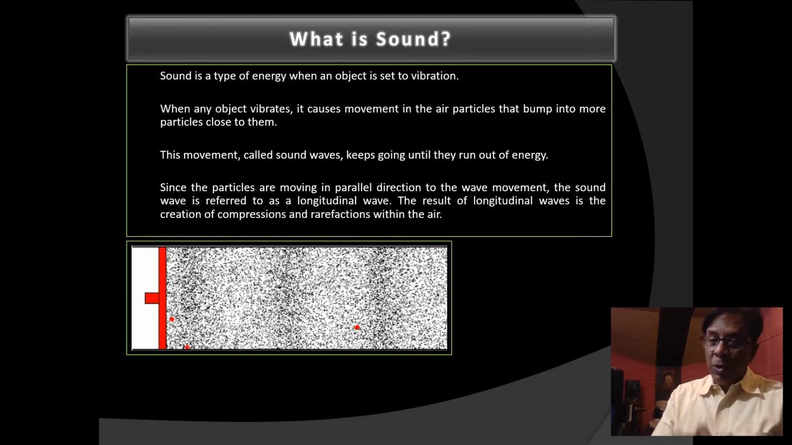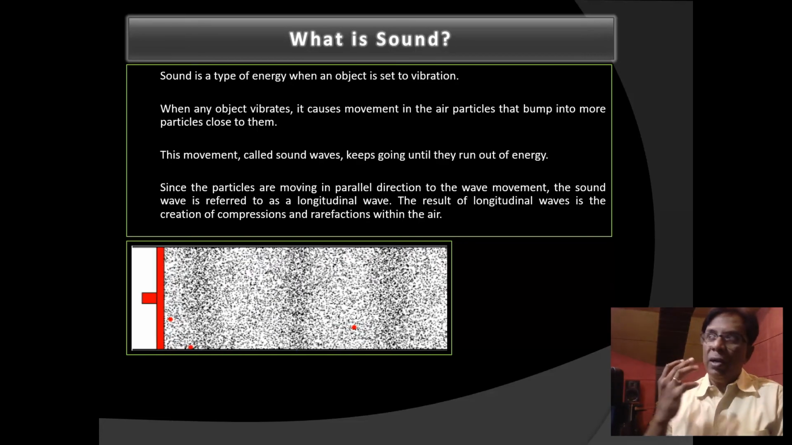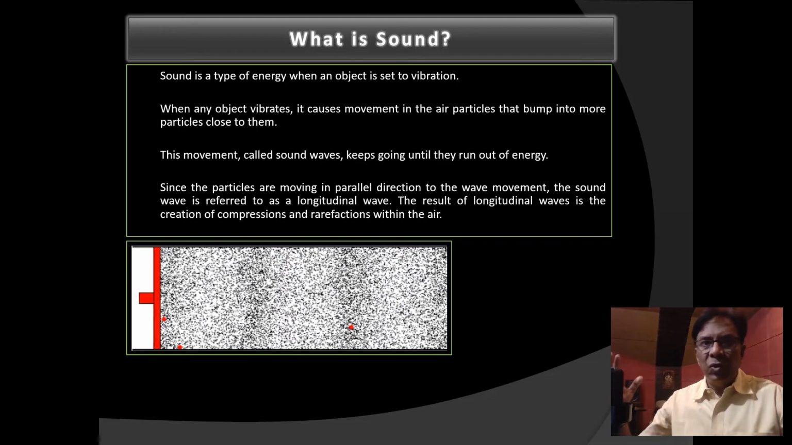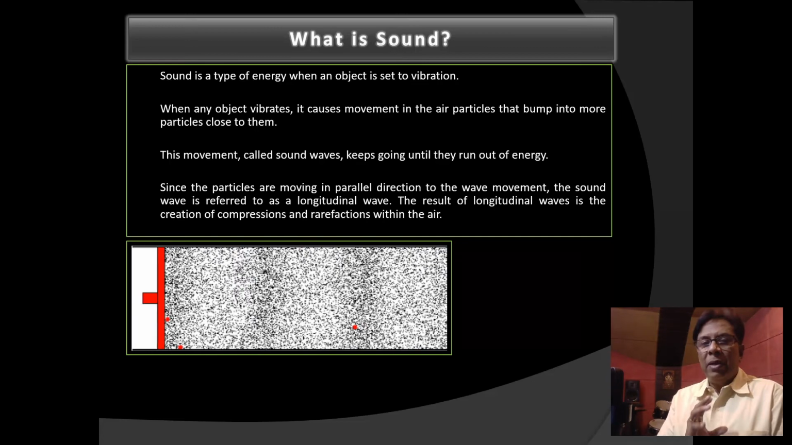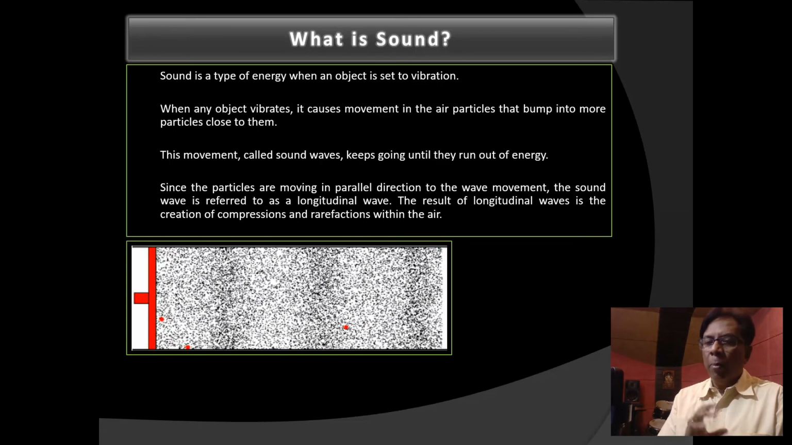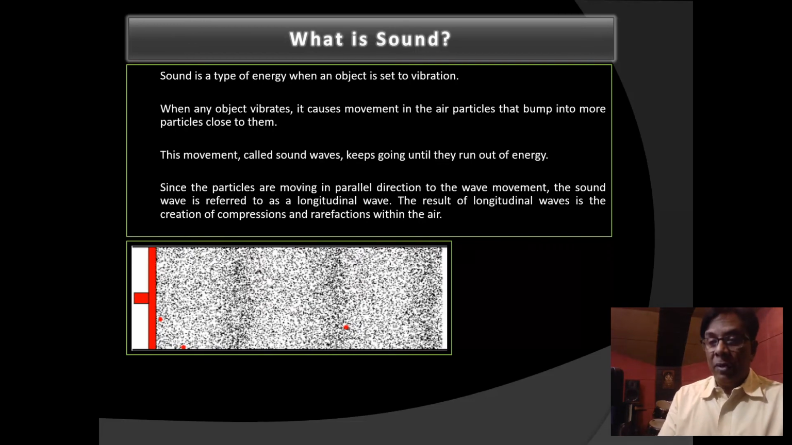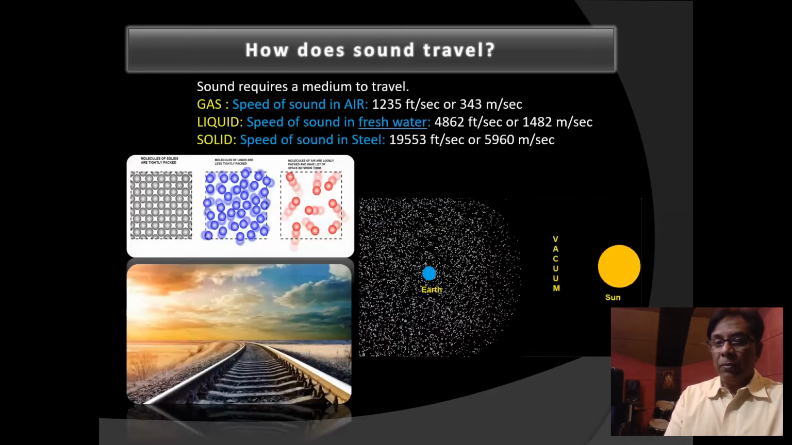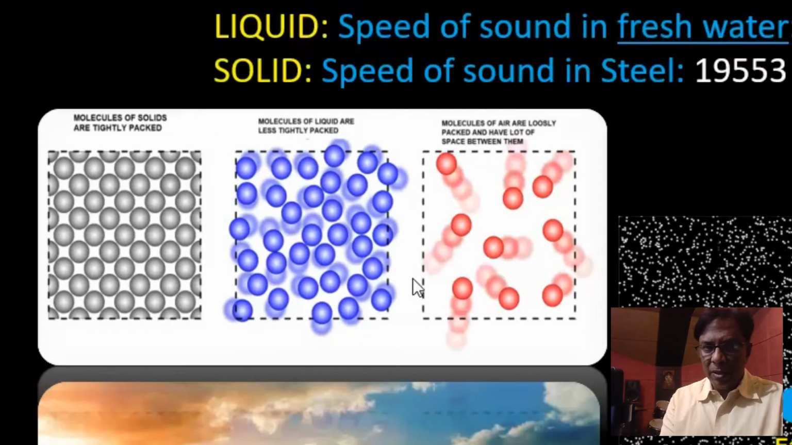So we know that we are able to hear the sound because we are in an atmosphere where we have air. So air is one such medium that actually lets the sound go from one point to another point. So let's talk about the mediums in which the sound can travel. The sound can travel in three mediums: the gas, which is over here, the liquids, and the solids.